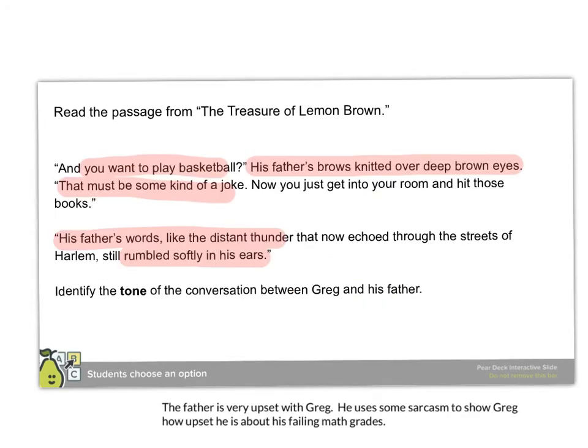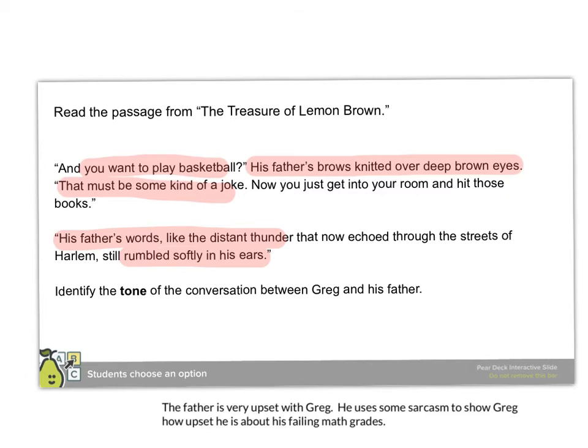In this passage, Greg and his father have a conversation about his failing math grades, and the math grades are what keeps Greg from playing basketball. So here's some of the things that his father says to help set a sense of tone. You want to play basketball? His father's brows knitted over deep brown eyes. That must be some kind of joke. Now you just get into your room and hit those books. His father's words, like the distant thunder that now echoed through the streets of Harlem, still rumbled softly in his ears. So the tone of this conversation between Greg and his dad shows that Greg's father is upset, and he does use some sarcasm, but he's very upset with his son because his son has failed math, but he still wants to play basketball.